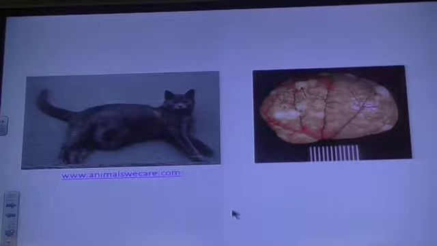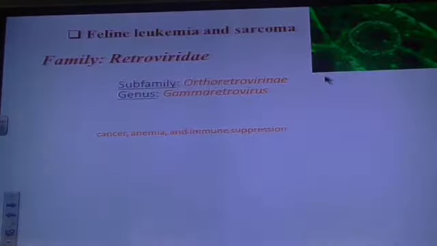This is a kidney, and what you see also is the lymphoma on the surface of that kidney. So this is feline leukemia and sarcoma, or FELV. There are 3 things associated with this disease: cancer, anemia, and immunosuppression.